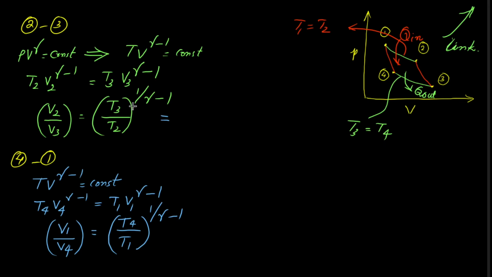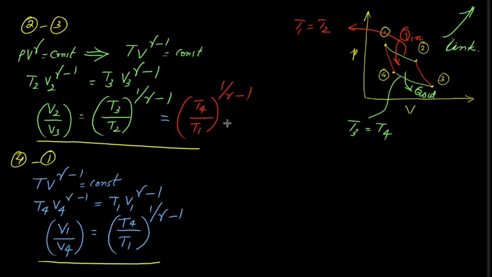If we apply that here, T3 equal to T4, so I can write T3 as T4 divided by... T2 is equal to T1, so I can write it as (T4 by T1) to the power 1 by gamma minus 1. If we check these two expressions, we can see that their right hand sides are same, so the left hand side should be same. So we can say that V2 divided by V3 will be equal to V1 divided by V4.